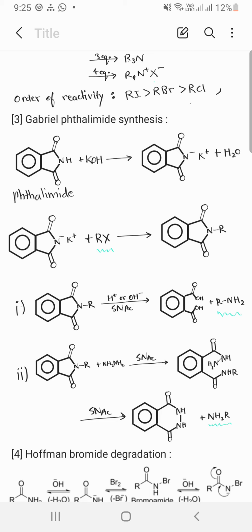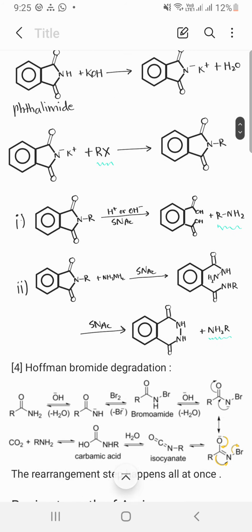Okay, so phthalimide plus KOH does this thing. Obviously it's a good base because of resonance and all that. Sorry, it's a good acid. Phthalimide is a good acid. And then this thing, and then this thing, SN2. Fine. I mean, it's fine. Okay, this looks fine.